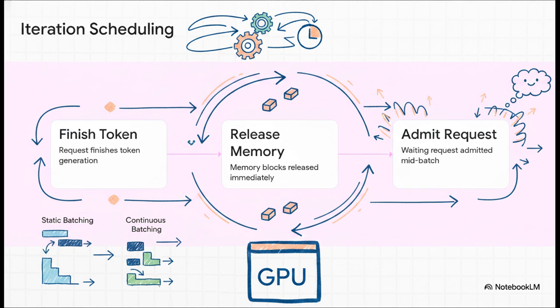But with PagedAttention managing memory dynamically, the absolute millisecond a request finishes its final token, its physical blocks are released right back to the pool. Crucially, a waiting request can be admitted mid-batch, on the very next generation step. The GPU stays constantly full and constantly busy.